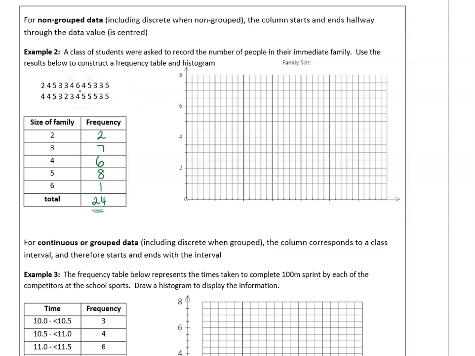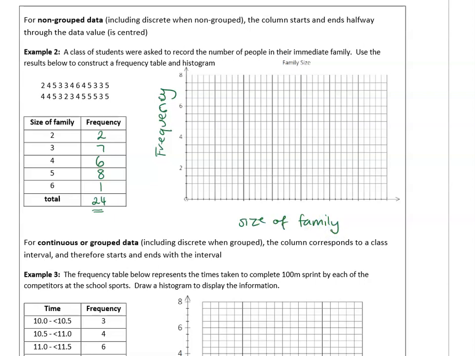Now I'm going to draw a histogram of this. We've given you a nice grid to work on. We've labelled the frequency axis, but we haven't labelled the side here. So we make sure we write frequency along the bottom. This is our size of family.